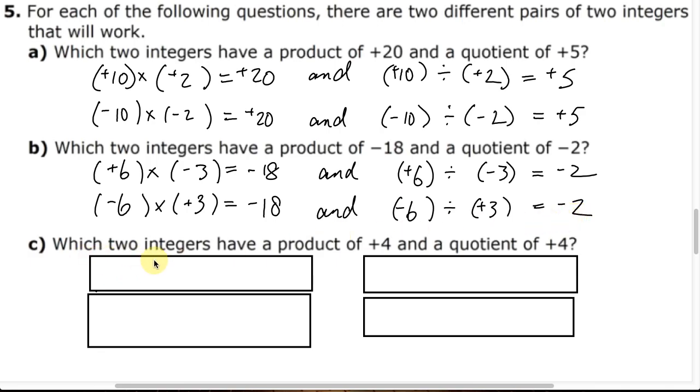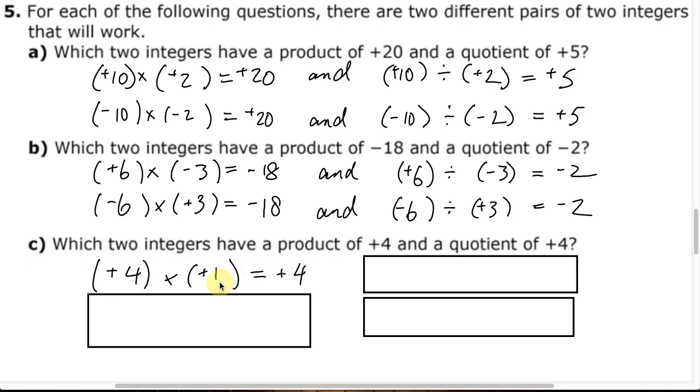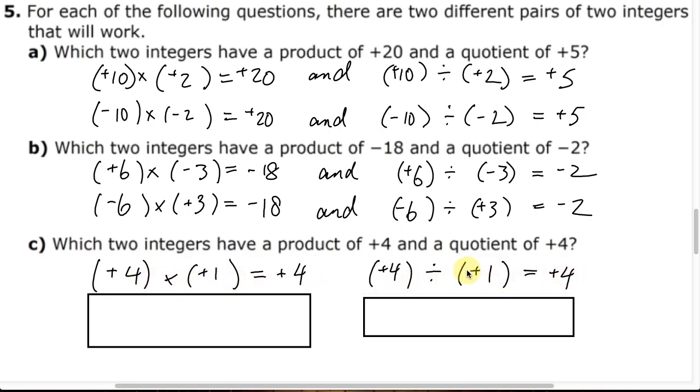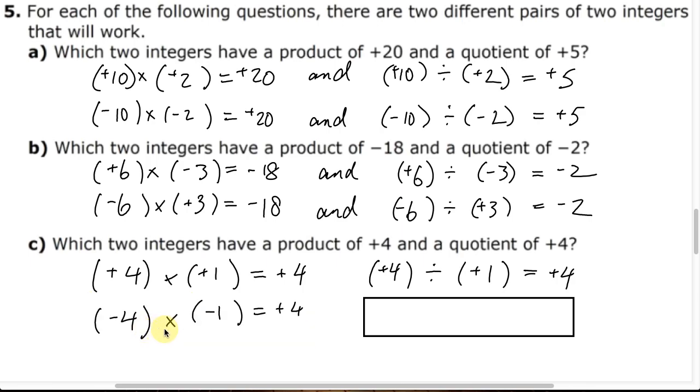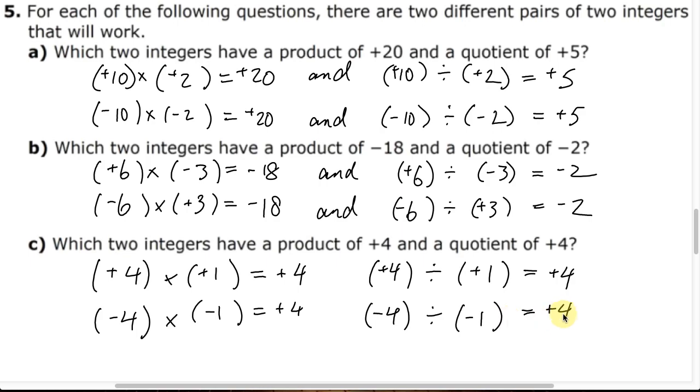And finally, which 2 integers have a product of 4 and a quotient of 4? So 4 times 1 is 4, 4 divided by 1 is also 4. Negative 4 times negative 1 is 4. And negative 4 divided by negative 1 is also positive 4.